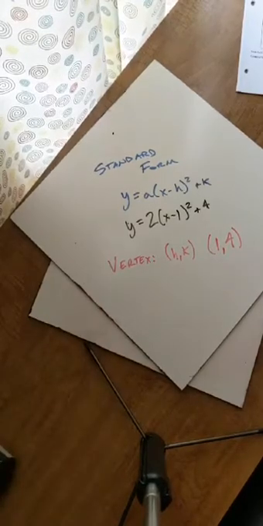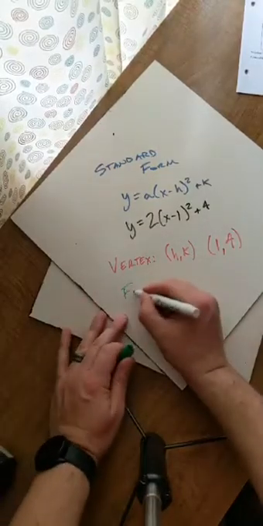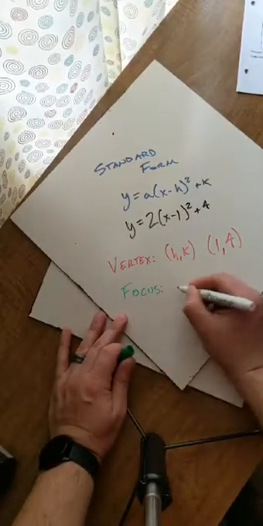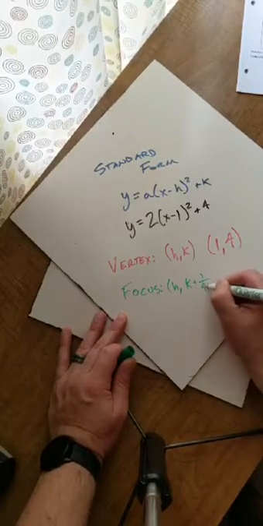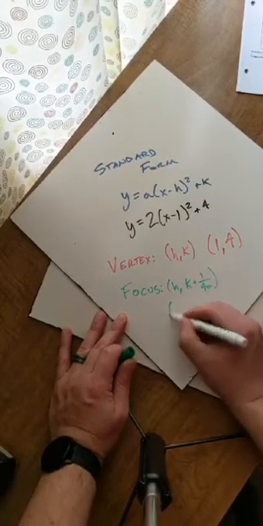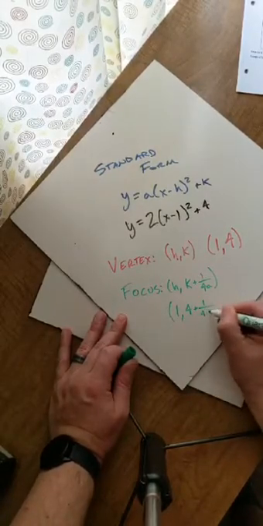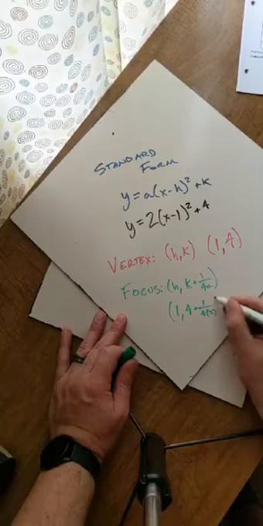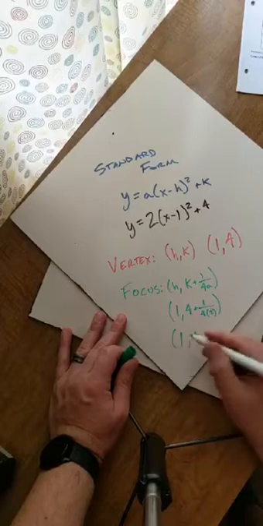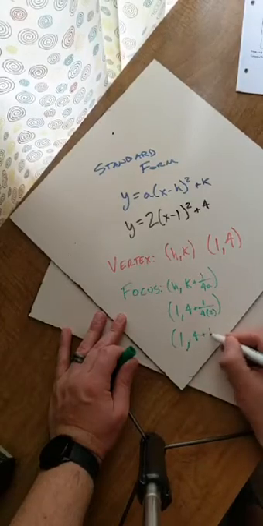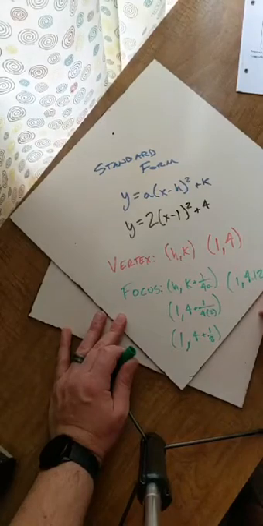The focus is (h, k plus 1 over 4a). So h is still 1, k is still 4, and we got 1 over 4 times a, which is 2. So we got 1 comma 4 plus 1/8, and so that answer is (1, 4.125).